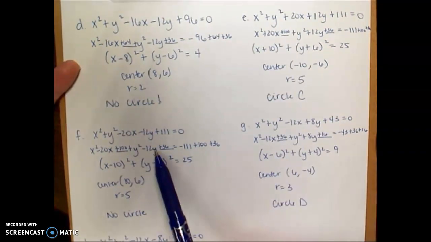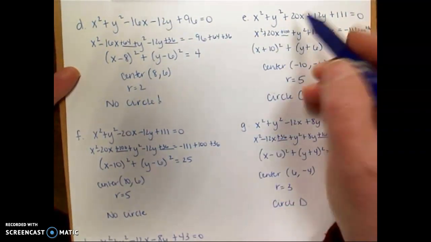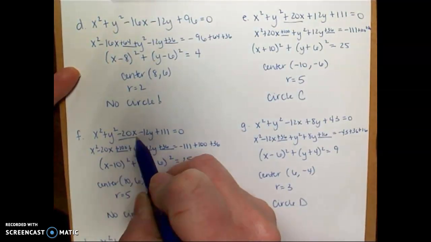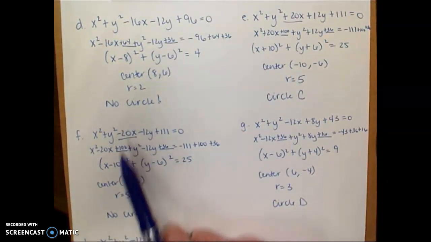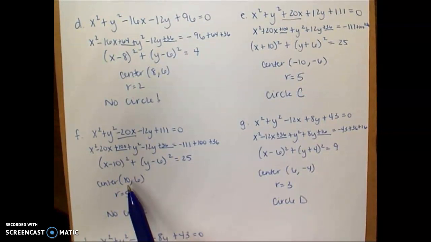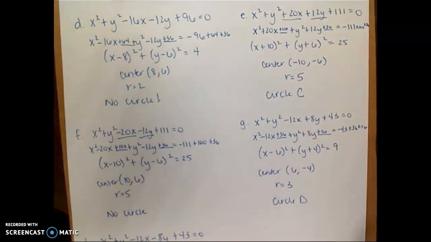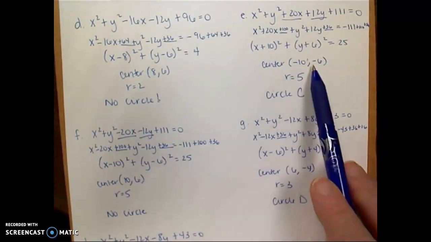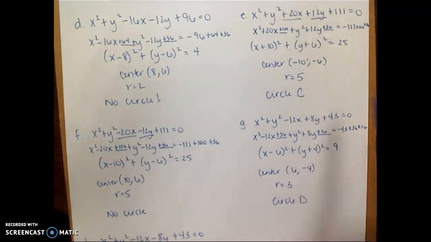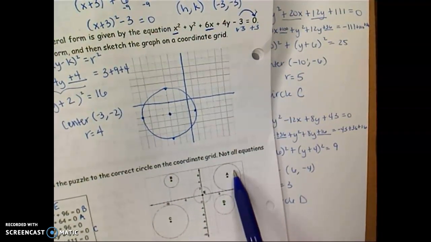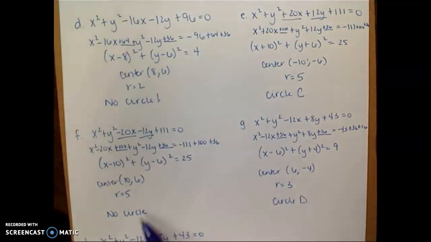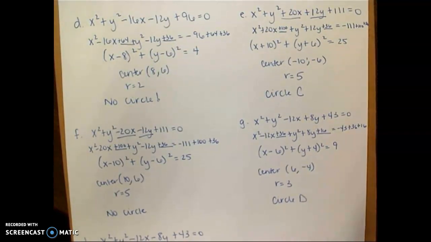That's very similar to this one. The only difference was the plus 20x and then negative 20x. Well, the negative 20x makes my center be (10, 6) instead of (-10, 6). Oh, and it had a positive 12y and a negative 12y. So do you see the center, the signs are different? Well, there is no circle with a center of (10, 6). So there's no circle for F.